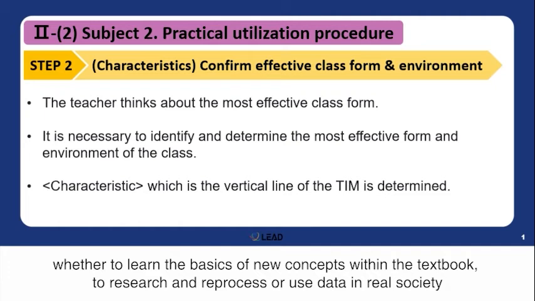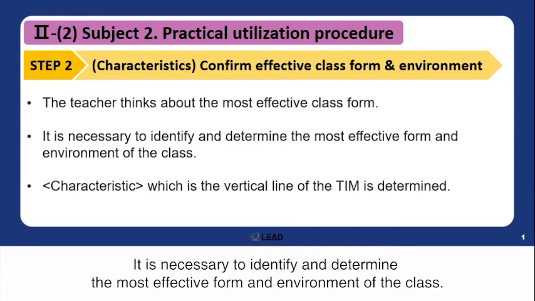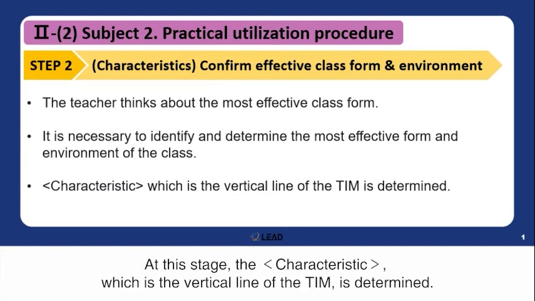in real society beyond the textbook, and whether it will be used as evaluation material. It is necessary to identify and determine the most effective form and environment of the class. At this stage, the characteristics, which is the vertical line of the TIM, is determined.